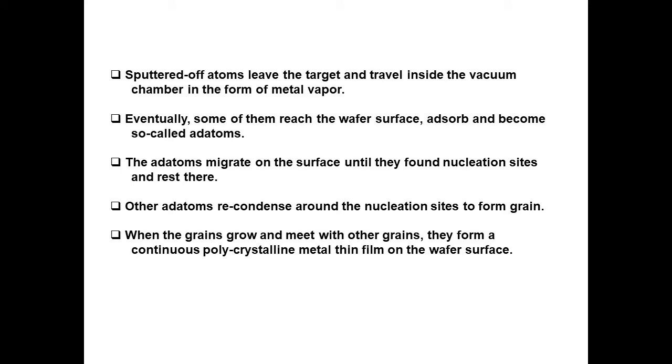Then the sputtered atoms will leave the target and travel inside the vacuum chamber in the form of metal vapor, and they will reach the wafer surface and get adsorbed onto the surface of the wafer and become atoms. So they will start to recondense and form grains, and they start to grow, and will continue to become the metal thin film on the wafer surface.